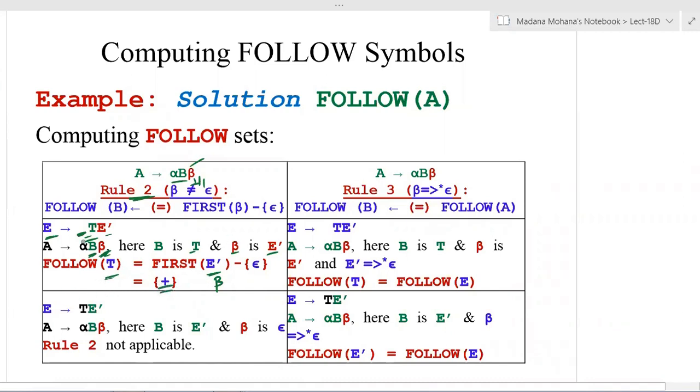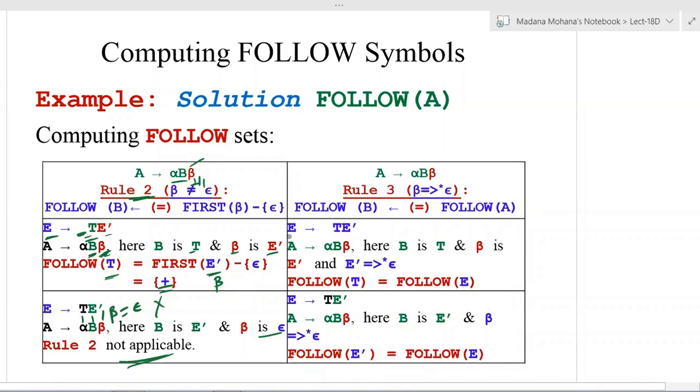Similarly, you can change the alpha beta values next time. Suppose you assume alpha as T, then B as E dash, then beta is null. Here you can see beta equal to null. This is not allowed in rule 2. Therefore, since beta is null, rule 2 is not applicable. Like that, you can verify all cases.